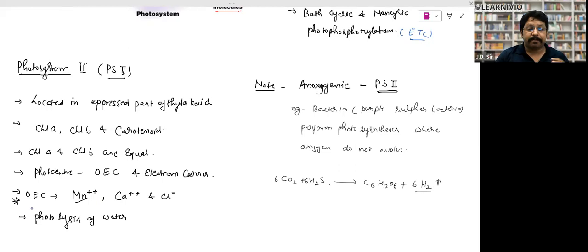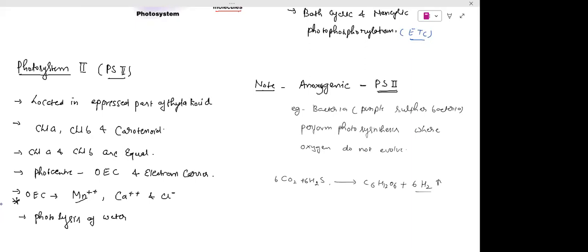The next question, which has been asked twice or thrice, is the composition of the oxygen evolving complex. Sometimes the question asked is which of the following is not part of the oxygen evolving complex. So the oxygen evolving complex is made up of manganese ion, calcium ion, and chloride ion. These three ions make up the oxygen evolving complex, and they are responsible for the breakdown of the water molecule, which is called photolysis of water. Is that clear? PS1 and PS2 clear or not? Tell me. Yes, sir.